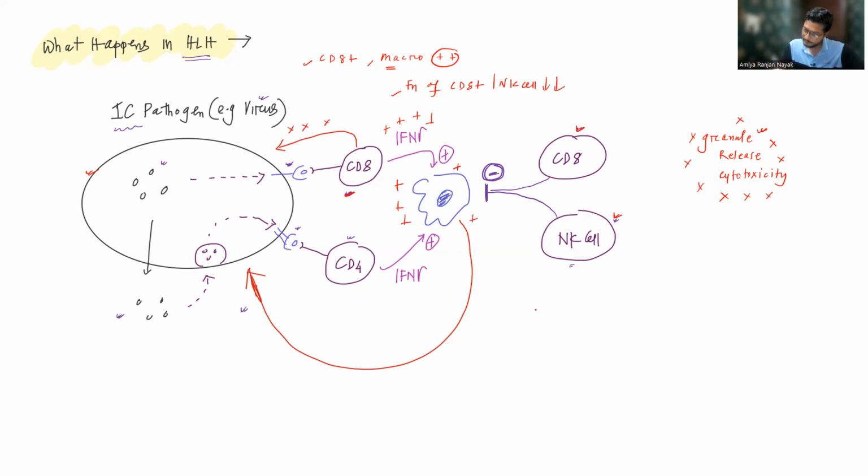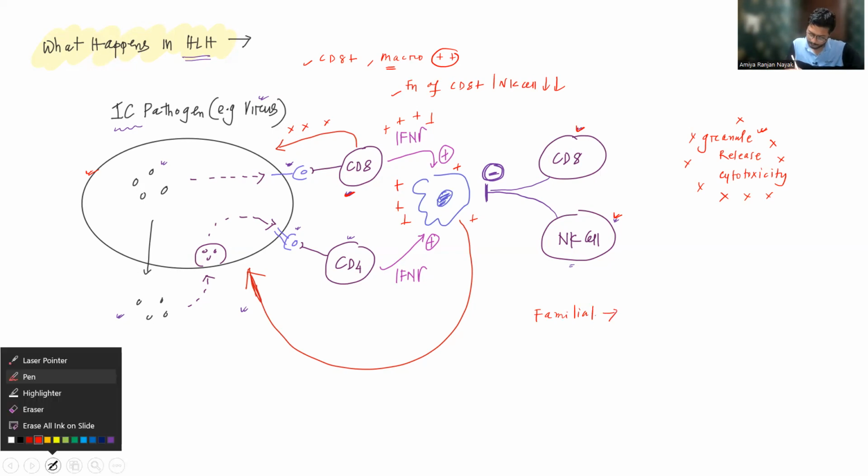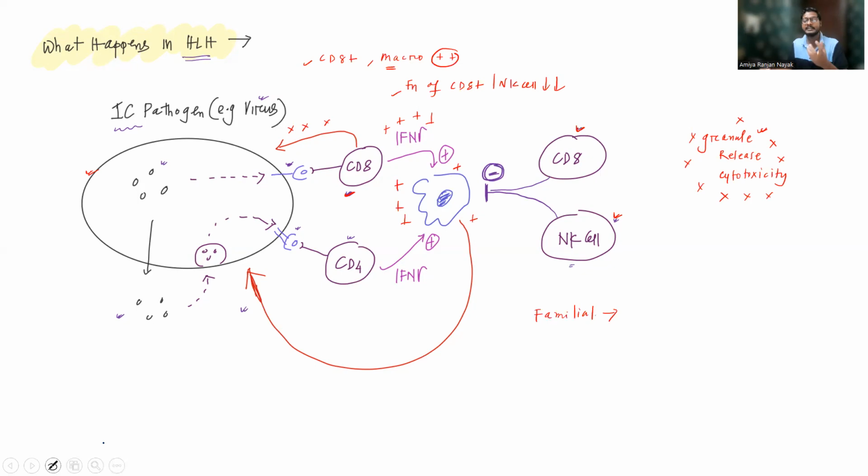Now, what are the causes? There are some familial causes. If there is a mutation in a gene which is producing porphyrins, the example is the PRF gene. The protein product of this PRF gene is porphyrin. So if there is a mutation in the PRF1 gene, the T lymphocytes or the NK cells cannot produce porphyrins. They cannot have the cytotoxicity function. So PRF1 mutation is the classical example which will cause familial HLH.